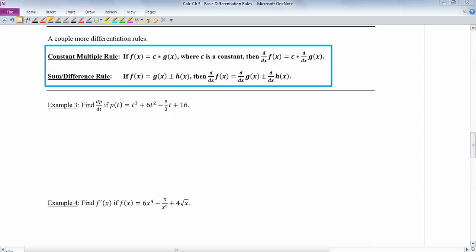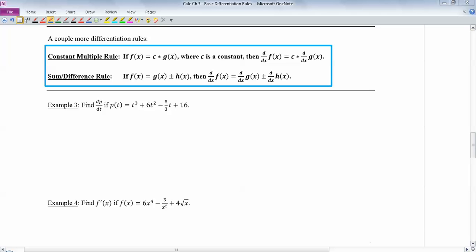Okay, so let's take a look at the rest of the basic differentiation rules handout. In the previous video, we worked out examples 1 and 2 and the proof of the power rule. There are these other rules, and we've actually already been using them in class. We did some examples with them.